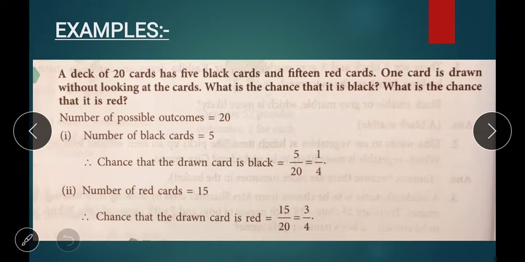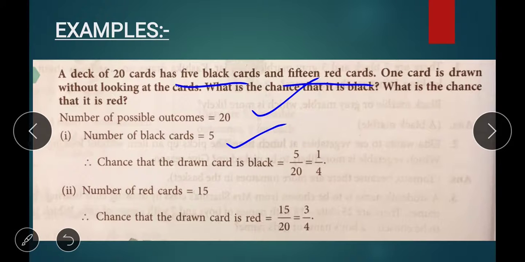A deck of 20 cards has 5 black cards and 15 red cards. One card is drawn without looking at the cards. What is the chance that it is black? What is the chance that it is red? This is a very easy question, students. Number of possible outcomes is 20, because there are 20 cards in total. Number of black cards is 5 and there are 15 red cards.